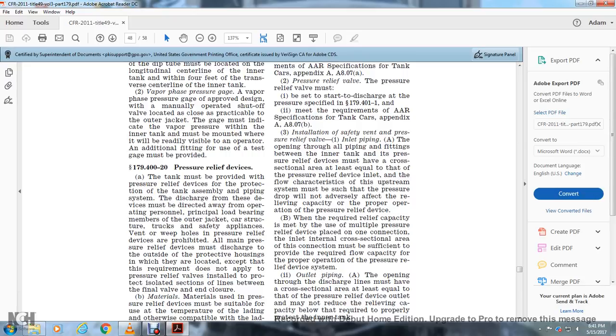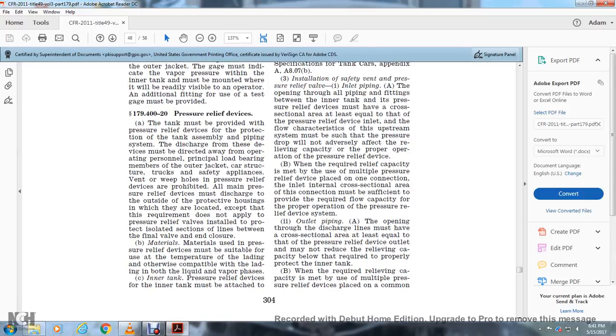3. Installation. Safety vent with the pressure relief valve, the inlet pipe, the opening through all the piping and the fitting between the inner tank and its pressure relief device must have a cross-sectional area at least equal to the pressure relief device inlet. The flow characteristic of the upstream must be such that the pressure drop will not adversely affect the relieving capacity or the proper operation of the pressure relief devices. B. When required relief capacity is met by the use of multiple pressure relief devices placed on one connection, the inlet internal cross-sectional area of the connection must be sufficient to provide the required flow capacity for the proper operation of the pressure relief device system.